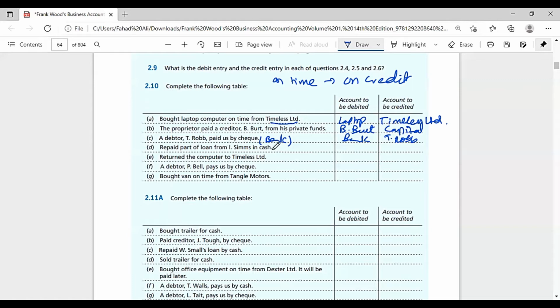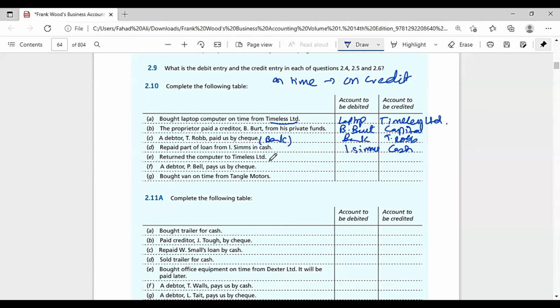Repaid part of loan from iSIMS in cash. Is the cash coming or going out of the business? Repaid part of loan from iSIMS in cash. So cash is going away from the business, so it will be credited according to the logic, and iSIMS will be debited.